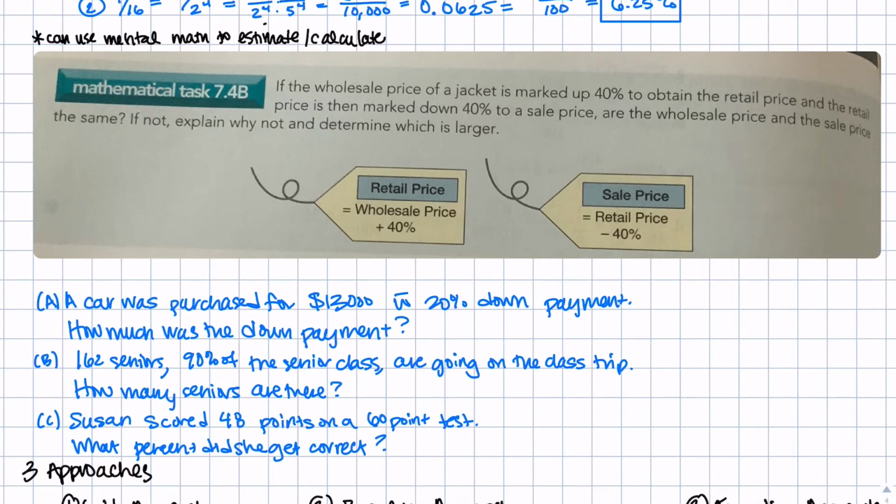It seems like if I added 40% on both sides to the sale price, I should get that the sale price and the wholesale price are exactly the same. But the piece in question here that we're ignoring is really what we're taking the percentage of each time we add it or subtract it. So that's my hint for this task.